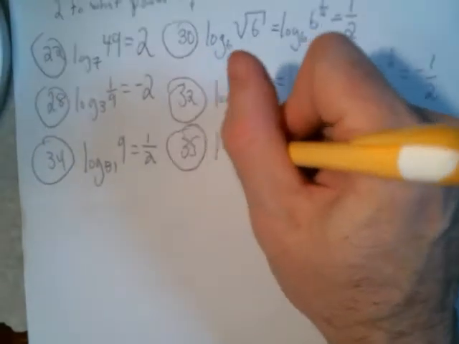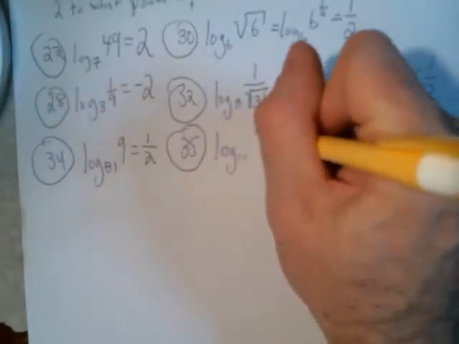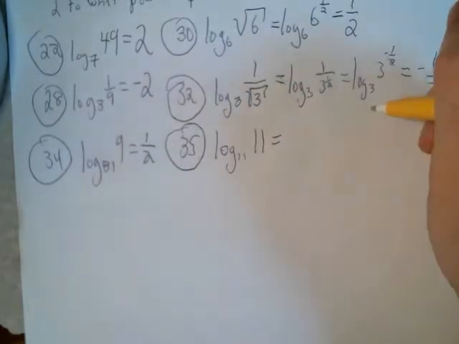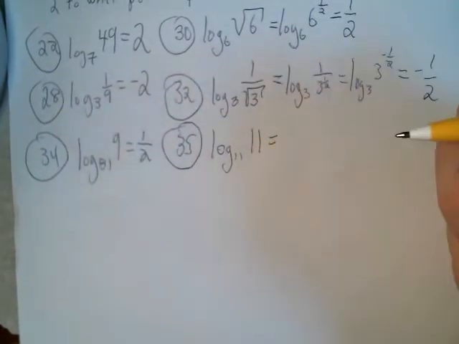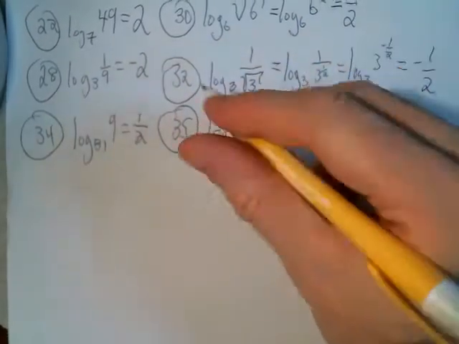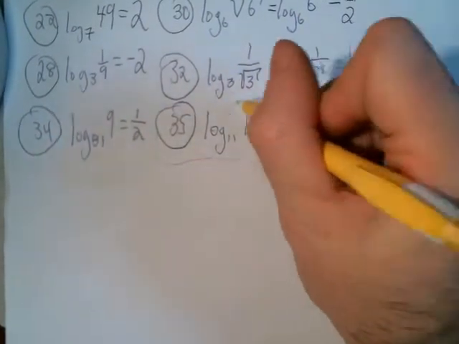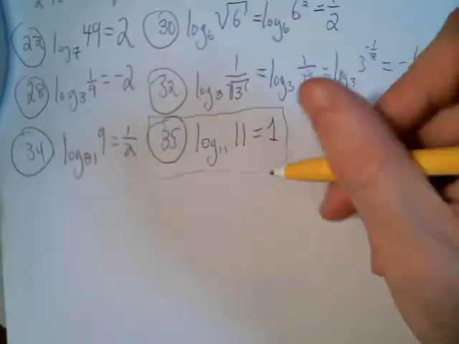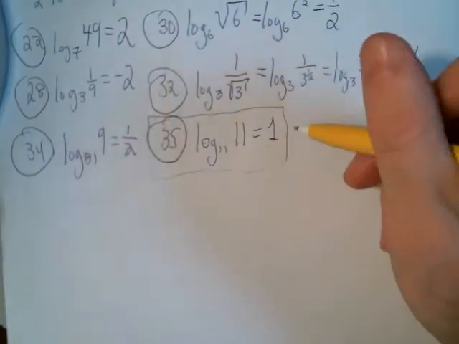35, log base 11 of 11. Okay, so 11 to what power is 11? Well, that's just 1. And then another one, so this one is kind of a common guy that you see, log of the base is equal to 1.